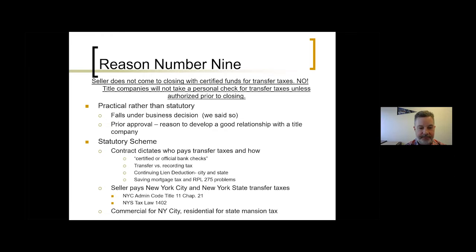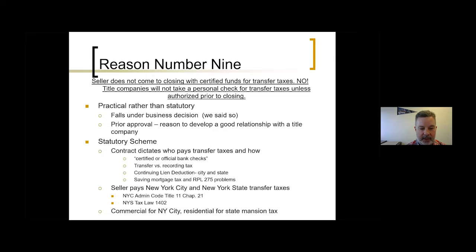Transfer tax, you could have a continuing lien deduction, depending on if it's in New York City or just in New York State. There's different criteria if that can be used. Just be aware that there is a continuing lien deduction in both city and state on the transfer tax form. If you have questions on it, just give us a call or email us and we'll go through it with you.